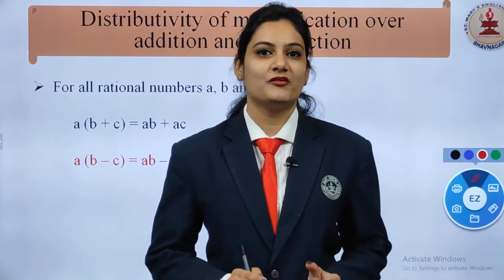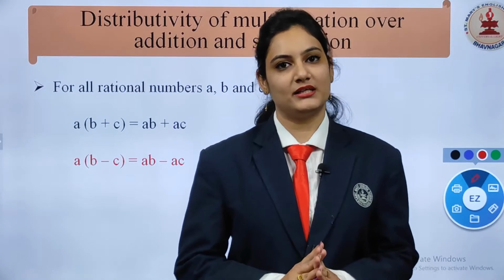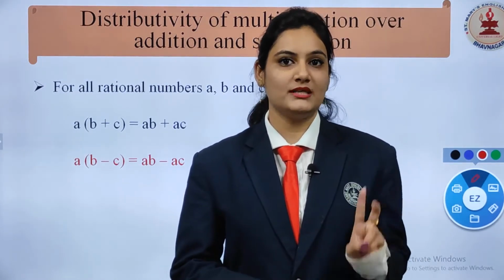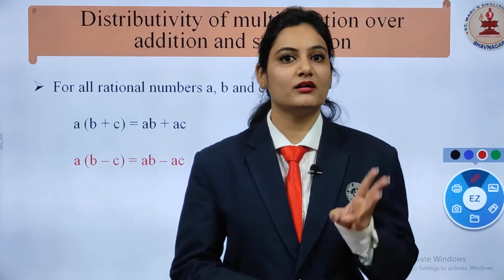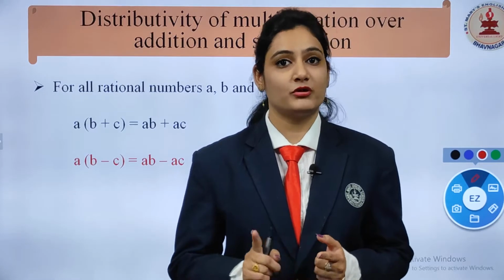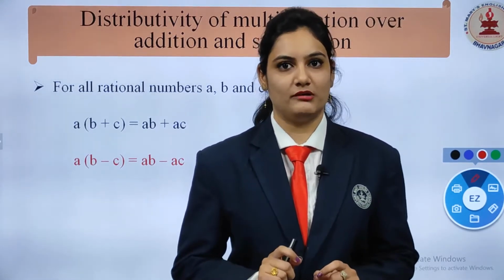Hello children, we are doing chapter number 1, rational numbers. In that we have already completed the 3 properties: the first was the closure property, the second was the commutative property and the third was the associative property. Now the next topic is the distributive property. Now we will learn the distributivity of rational numbers only.